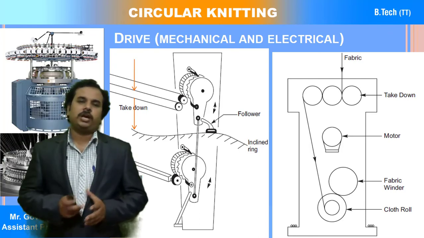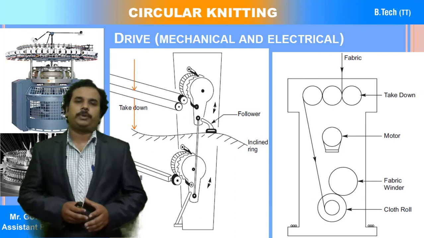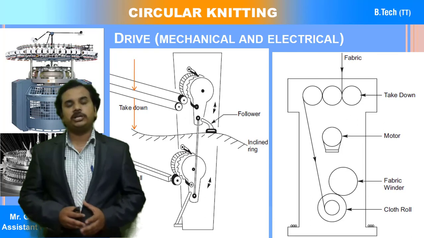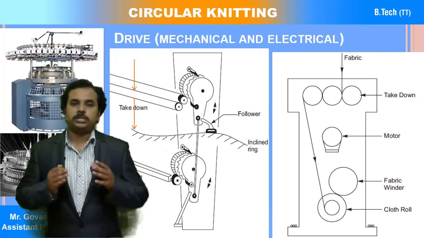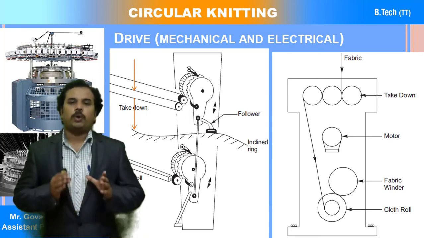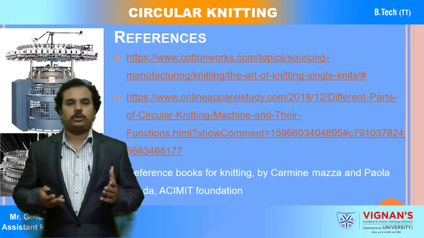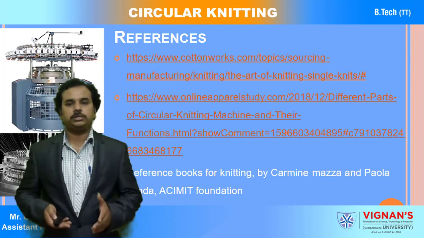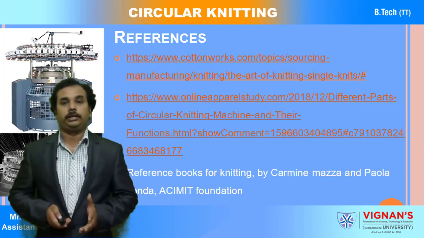In this session we have seen the different components, or the different mechanical elements, which are there in the single bed circular knitting machine. A single bed circular knitting machine consists of only one cylinder, one set of needles, one set of cams, one set of feeders. These are the references, and you can refer to these books for further information and more clarity.